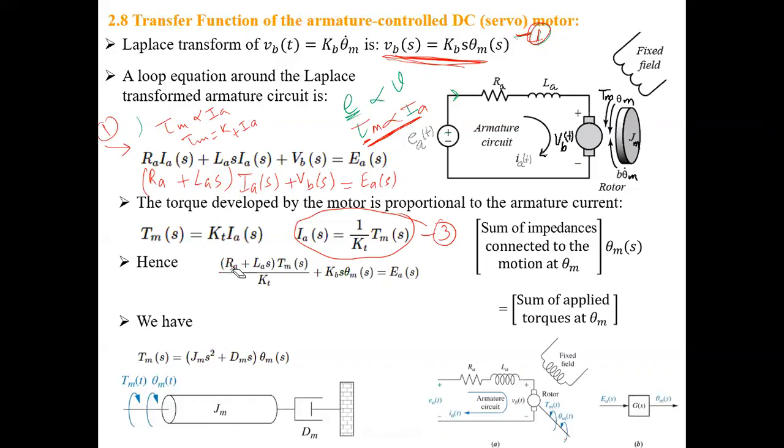Okay. So RA plus LAS is here. Then what is your IA? IA is TM over KT. TM over KT. That's your IA. Then what is your BB? BB is, help me here, KB S theta. KB S theta. That's your BB. Then you have EAS on the right. You have EAS on the right.